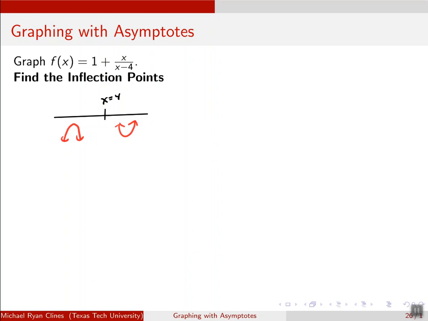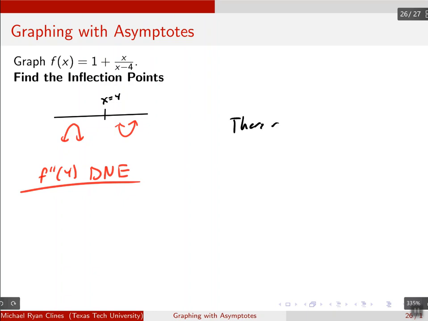But why is it not an inflection point? Well, that's because the inflection point has a second condition. F double prime must exist at the point, but F double prime of 4 does not exist. So we can conclude there are no inflection points. So you got to be careful with that. Just because the concavity changes does not mean that this is an inflection point. To be an inflection point, the concavity has to change and the second derivative has to exist at that point.